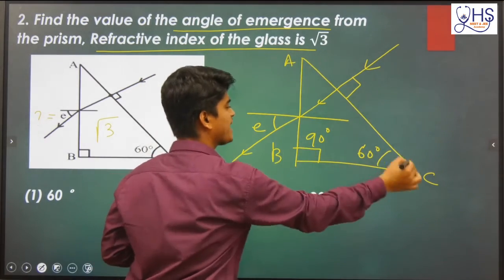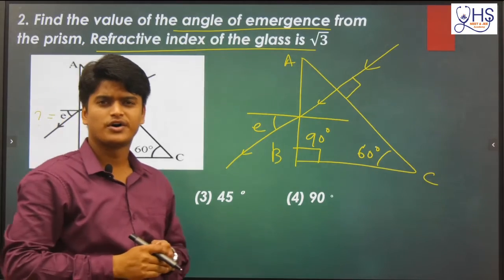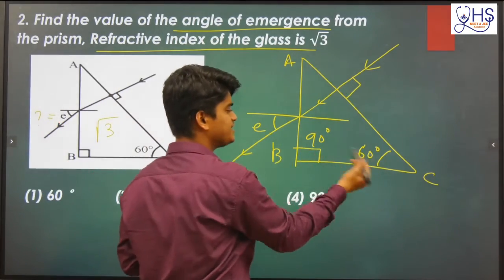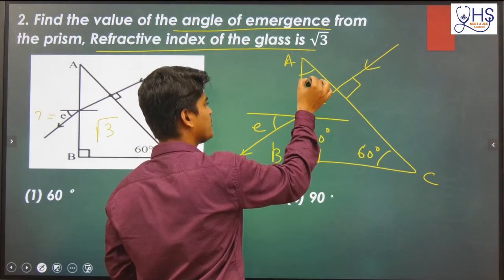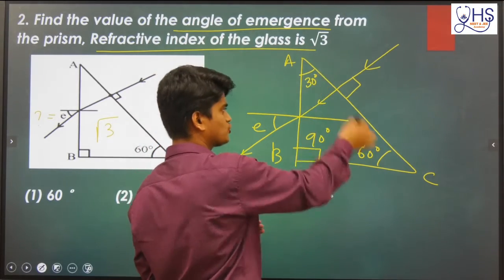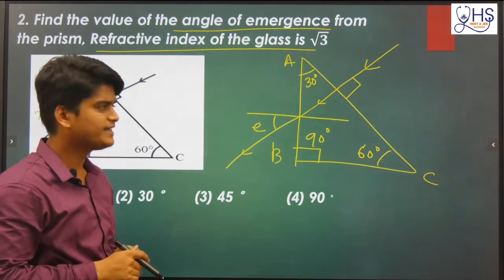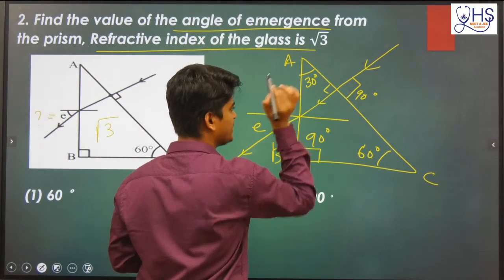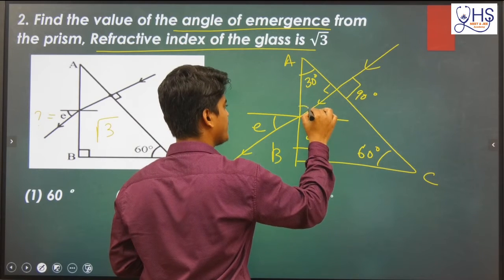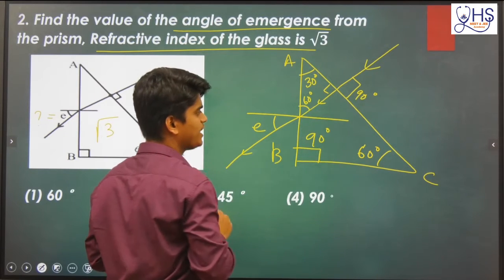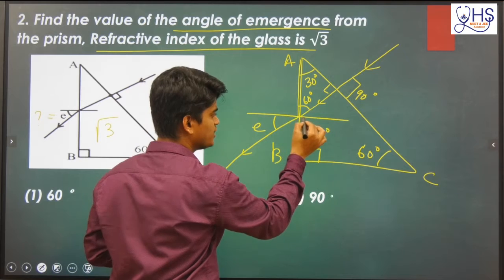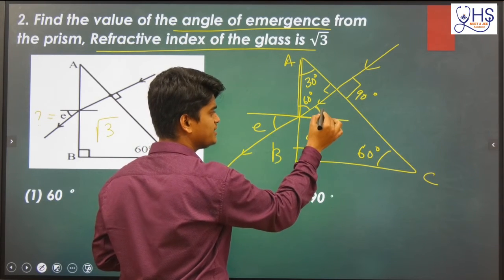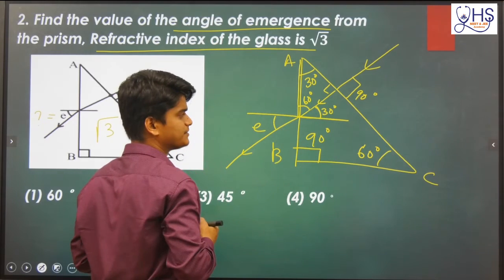If you see the triangle ABC, you know a triangle's total angle is 180 degree. If 90 and 60 are two angles, then the other angle will definitely be 30 degree. So the total sum will come as 180 degree. Now if this is 90 degree, this will also be 90 degree, and this will definitely again be 60 degree. And you see here, from here to here a perpendicular is coming, so it is 90 degree, so that is why this angle is definitely 30 degree.